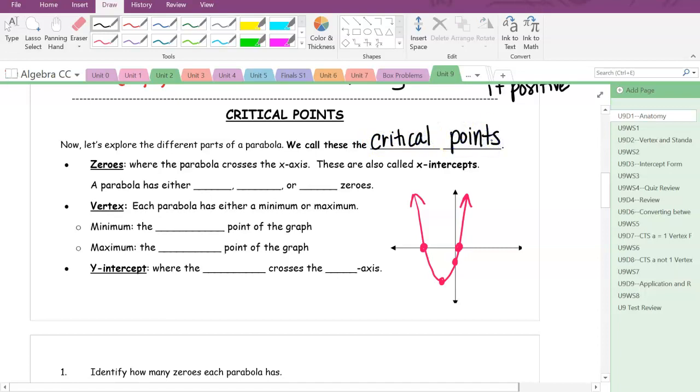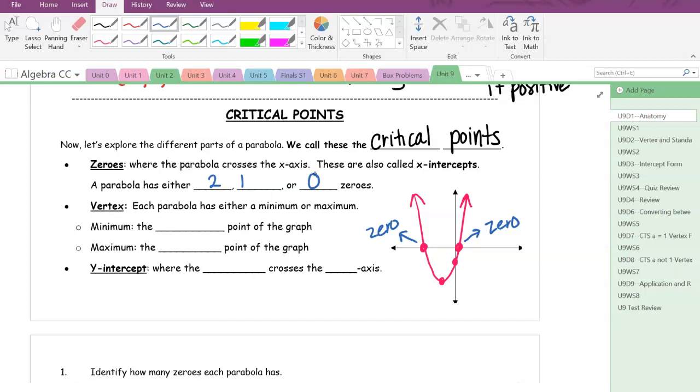All right, so we have 3 main types of critical points. The first is called a 0. This is where the parabola crosses the x-axis, and these are also called x-intercepts. They are the same thing. So this would be considered a 0 or an x-intercept, and so is this one. A parabola can have either 2, 1, or 0 zeros. We'll look at what that looks like in just a moment.